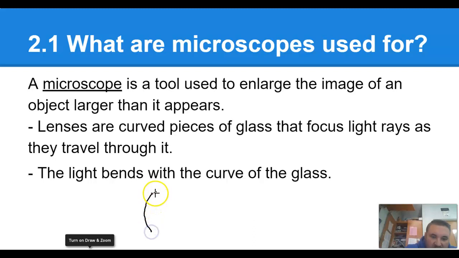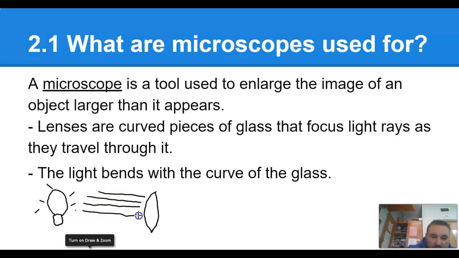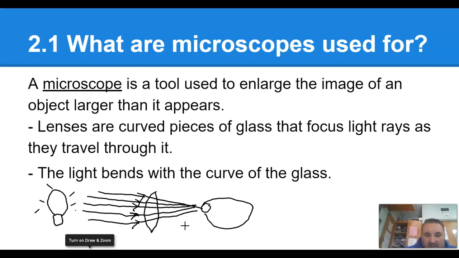So most lenses look something like this. And so over here, you have a light source. And that light travels through your lens, hits that curved piece of glass, and then it bends. And it actually increases the amount of light to your eye. That bending the light focuses the light into your eye and makes the image look larger.